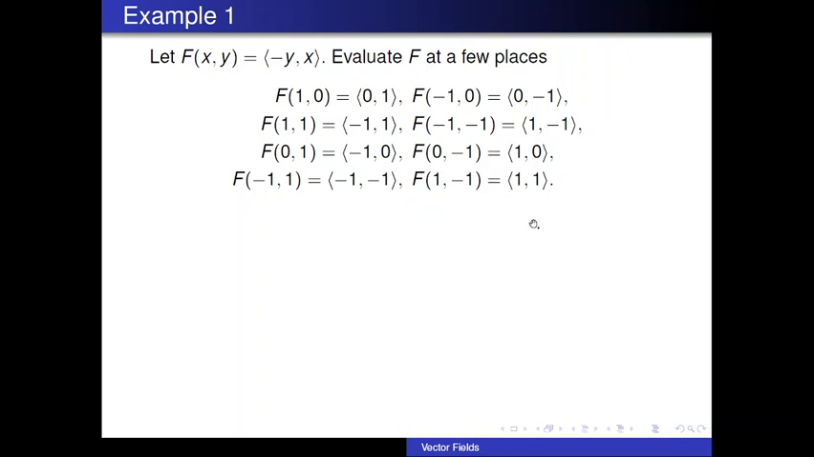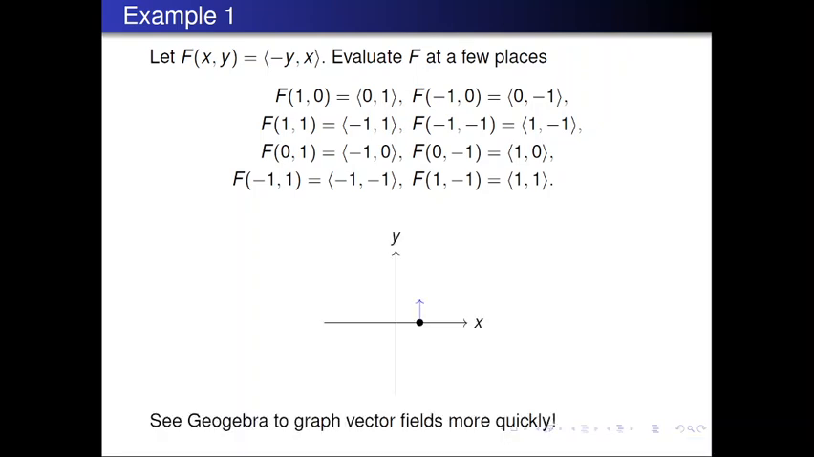So maybe we should draw a few of these just to see what this vector field looks like, because writing it out and saying it out might not be as instructive as actually looking at it plotted in the plane. So I'll start with this first one here, F of 1, 0. At the point 1, 0 in the plane, we will put down the vector 0, 1. That's a vector that goes 1 in the y direction and 0 in the x direction.